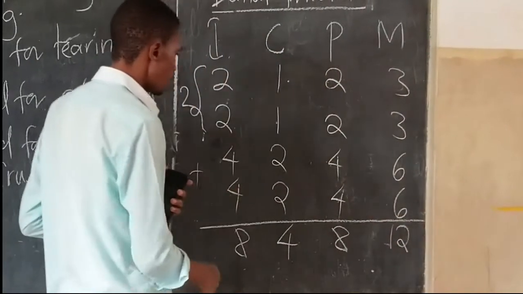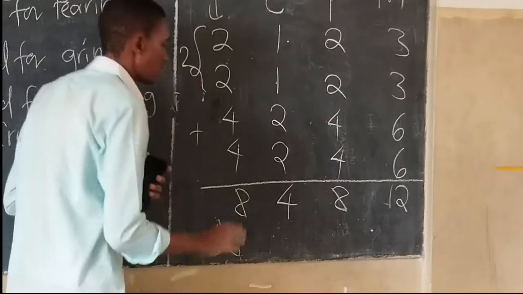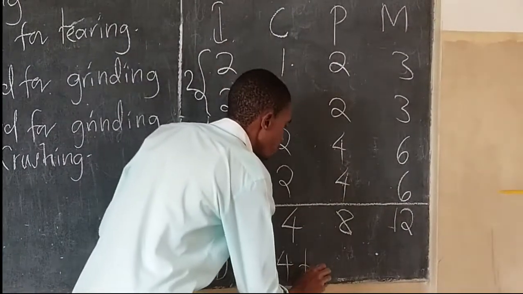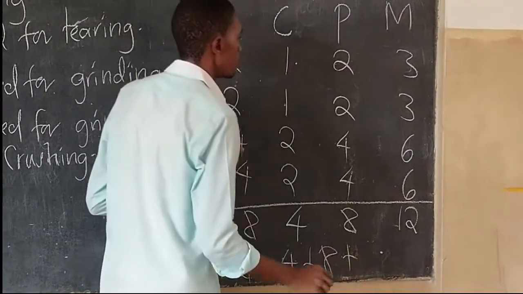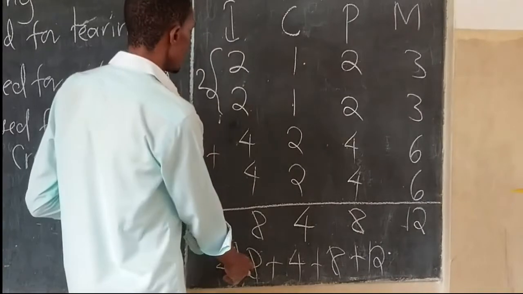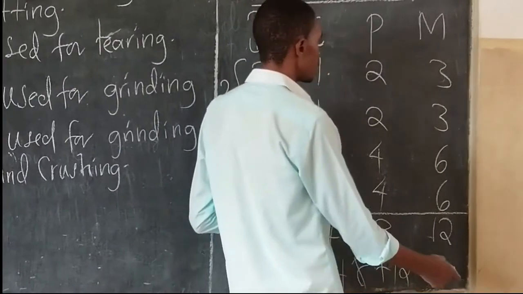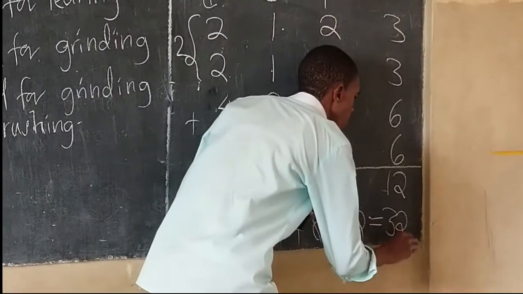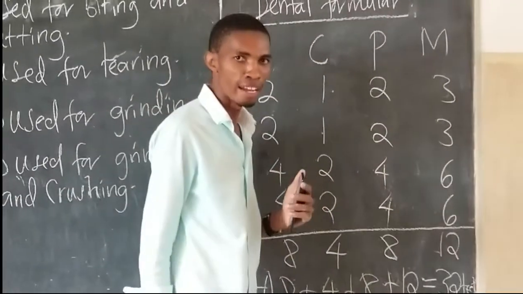But when we want to get the total, we are supposed to take the teeth of incisor, which is 8 teeth, plus the teeth of canine, which is 4 teeth, plus the teeth of premolars, which is 8 teeth, and plus the teeth of molars, which is 12 teeth. So when we take 8 teeth of incisor plus 4 teeth of canine plus 8 teeth of premolars plus 12 teeth of molars, we get the total number of 32 teeth. These are teeth which are found in the adult human being.